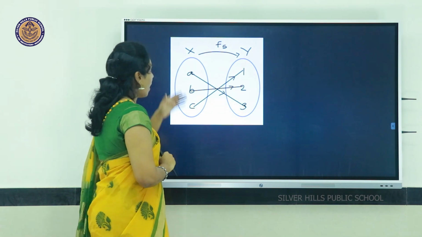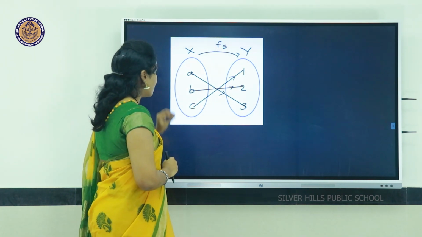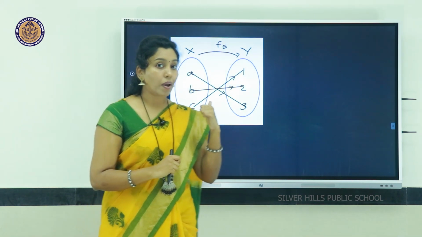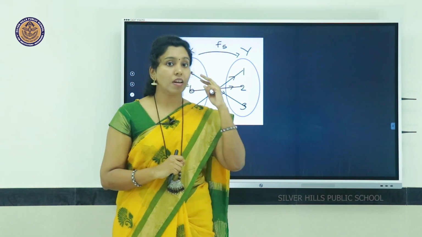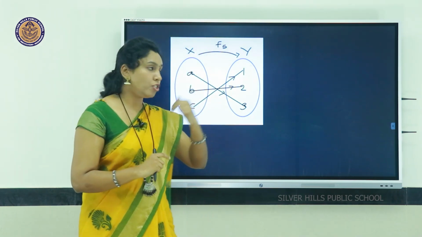You have a function, I named it as F5. X has 3 members, Y also has 3 members. So we are going to check whether it is bijective. So that means it has to satisfy 2 conditions, 1-1 and onto.